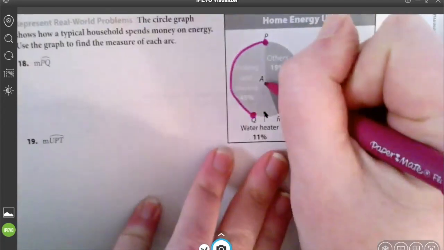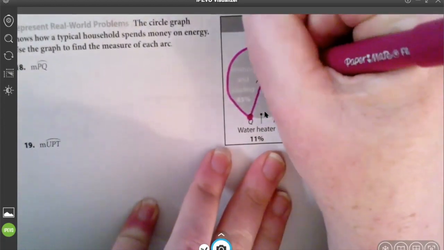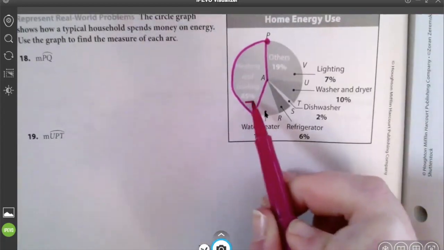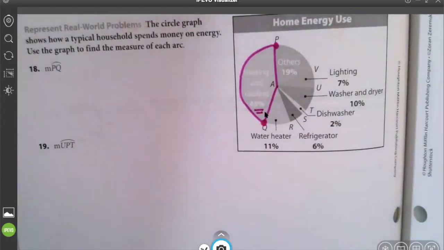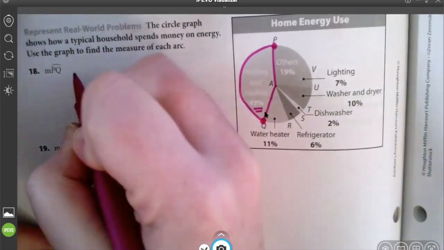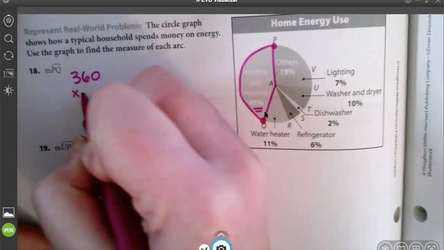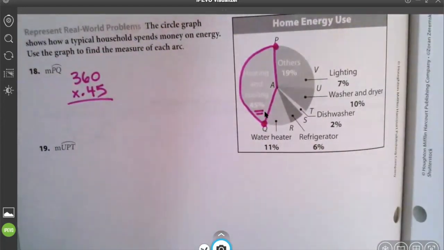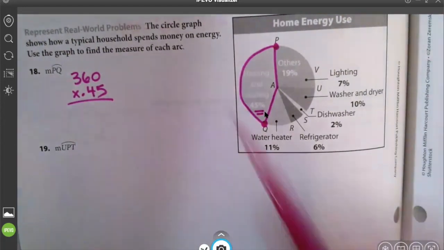So what percent of our circle is in that circle graph? 45. So how would we figure out the actual degree measure if we just have 45% and not like 45 degrees? We could find 45% of what? Yep, 360. So we're going to take 360 and multiply times 0.45. I'm not that good, so I'm going to type it in. I don't trust myself. 162.